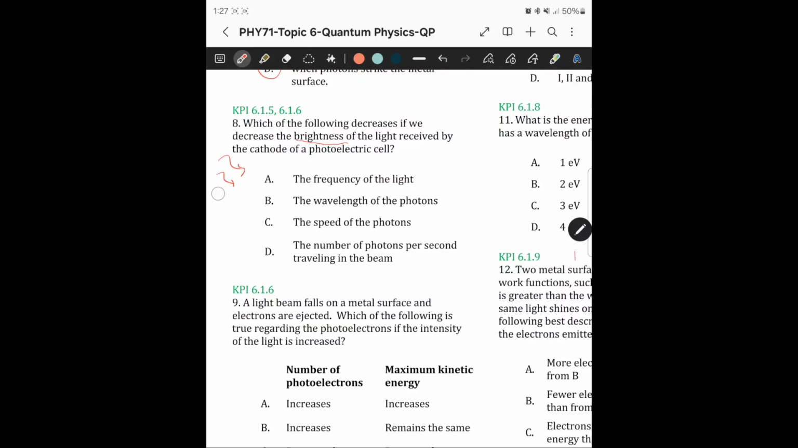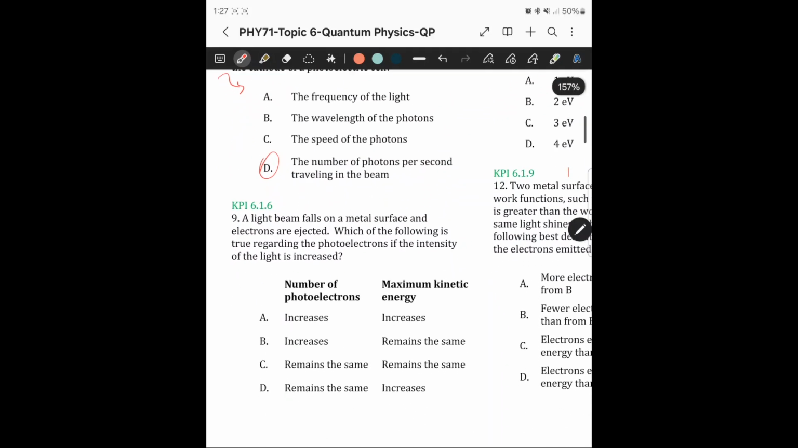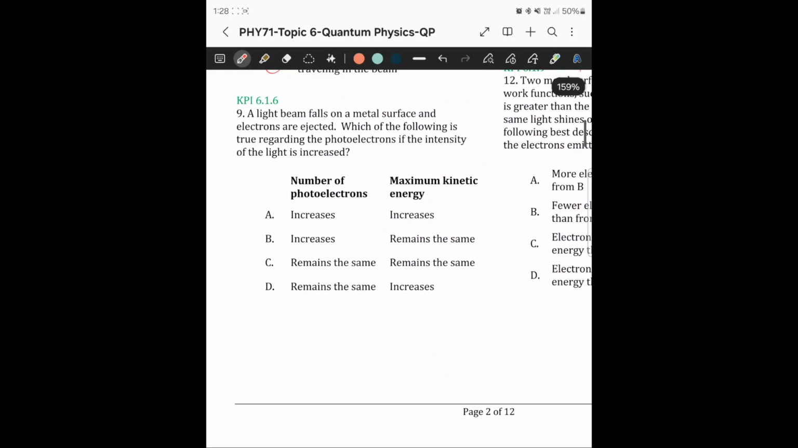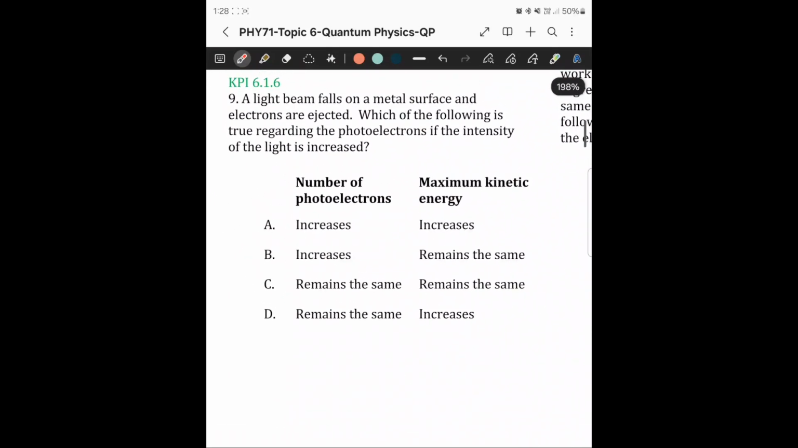I will maybe cancel a photon if I decrease the brightness. That means the number of photons per second will also decrease. Frequency and wavelength and speed are not affected by the brightness. It's the same wavelength, same frequency, same light, but just more of it, more photons.